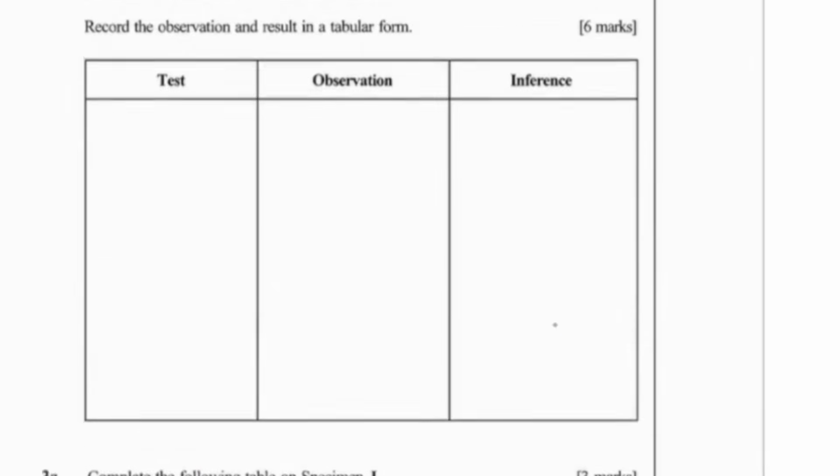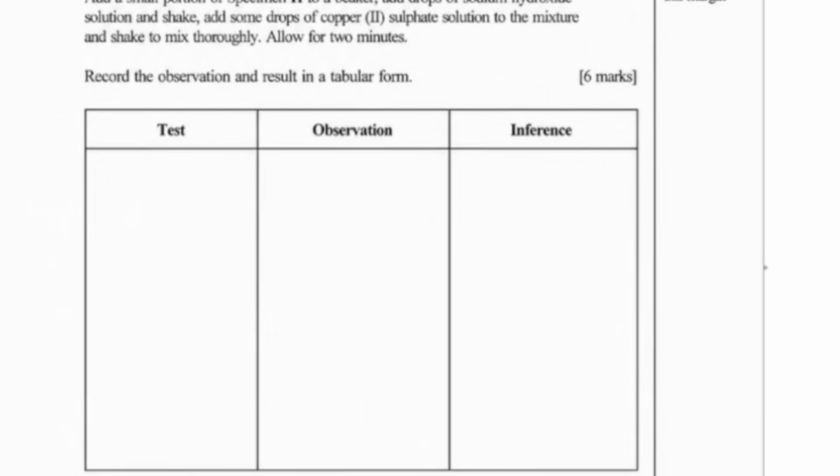The next page says study specimen H carefully and use it to complete the experiment. This is also very, very important. Please pay attention to this. So they said add a small portion of specimen H to a beaker and then add drops of sodium hydroxide. Take note of this. And then you are asked to also add drops of copper 2 sulfate to this mixture. So you're going to have this, and this is going to be a whole lot of 6 marks.